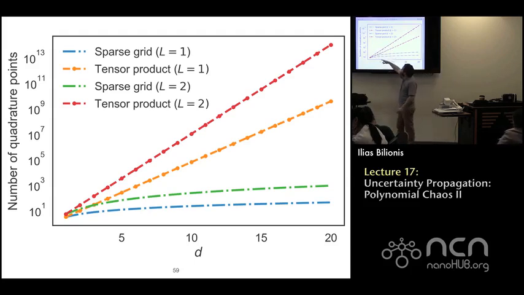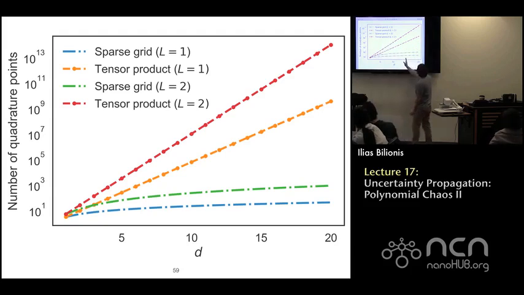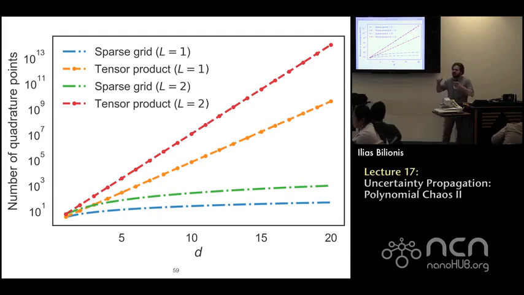So you see that the product rule really explodes very, very fast. So it's completely useless, right? For 10 dimensions, you need 10 million nodes. For 20 dimensions, you need 10 to the 13 nodes. But the sparse grid quadrature grows much slower. So you can actually easily do it for 20 dimensions. For 20 dimensions, you will need 1,000 nodes. Yes? What is L? L is the level of the underlying one-dimensional quadrature rule.